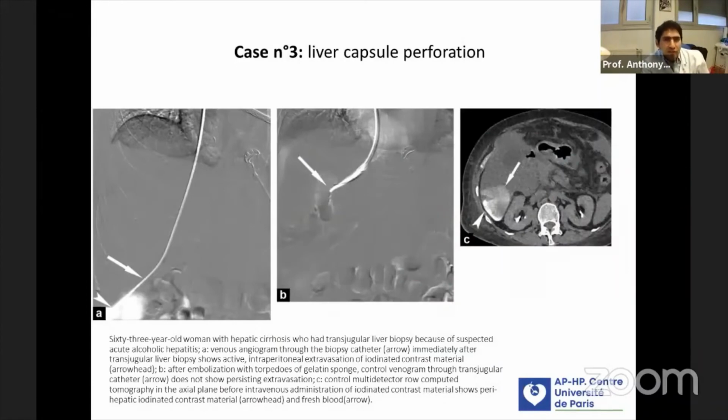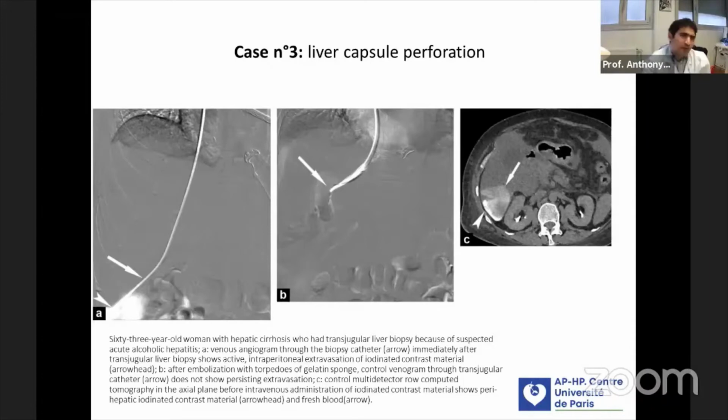The most classical complication, which is quite rare, but honestly it happens, is a perforation of the liver capsule. As you know, in contrast to the percutaneous access, when you have the transjugular access, you do not see the parenchyma of the liver, except if you use a double guidance with ultrasound and X-ray, but it's not the case in most cases.